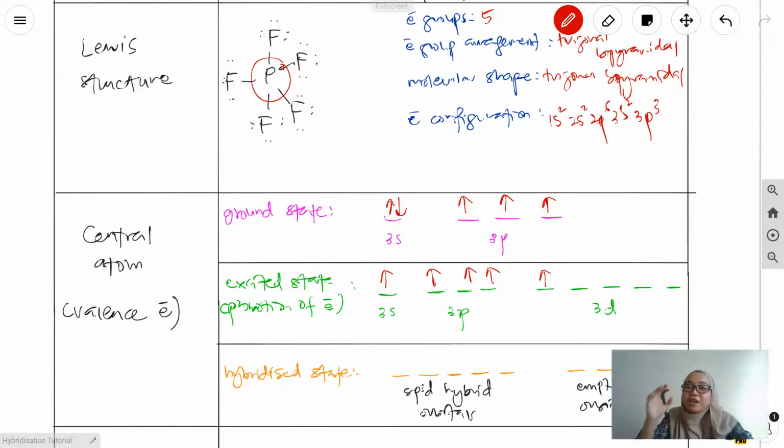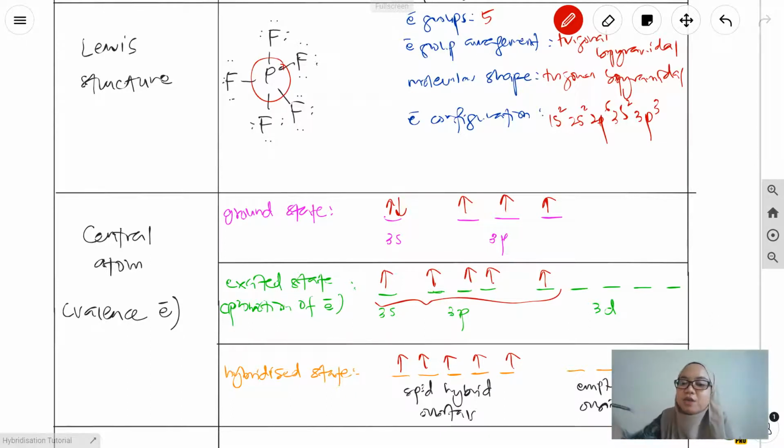Okay, since we know that one 3s orbital, three 3p orbitals, and one 3d orbital will form 5 sp3d orbitals, all of these will mix together to form 5 sp3d hybrid orbitals at the hybridized state and empty 3d orbitals. So we got 5. Okay, so now we can draw the orbital overlapping.